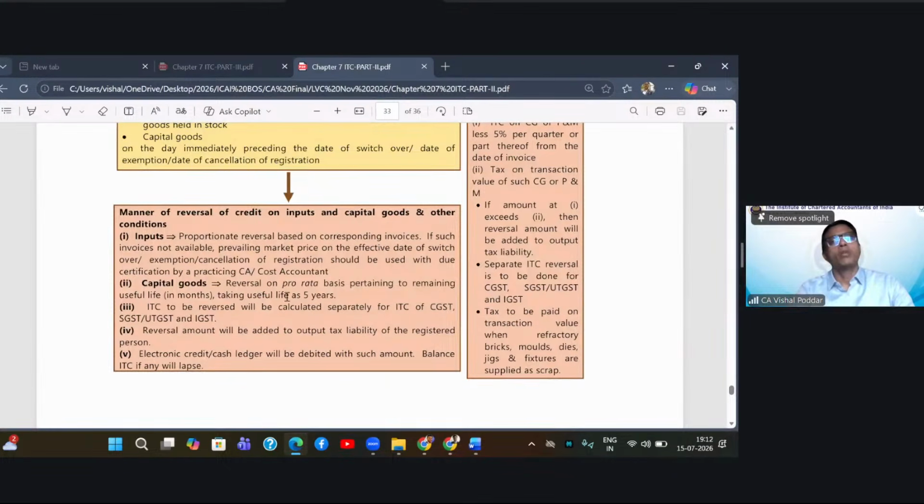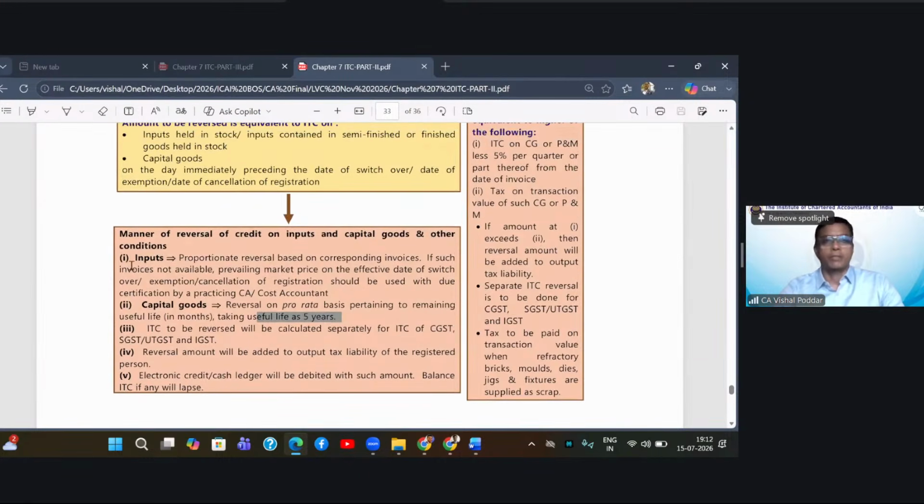And for that, again, you will take the useful life of the capital goods as 5 years, or you can take it as 60 months. And for whatever period the capital goods are already used, you subtract that ITC and only the balance ITC will be reversed. For inputs, you have to reverse the entire ITC of whatever inputs are available in your stock today. And for capital goods, you have to reverse proportionate ITC.